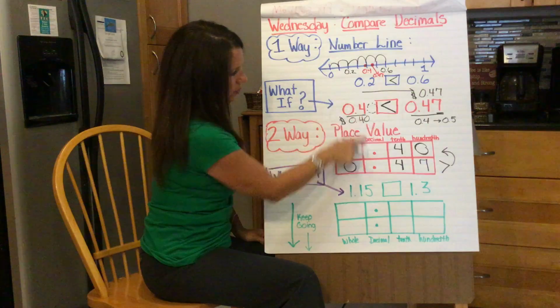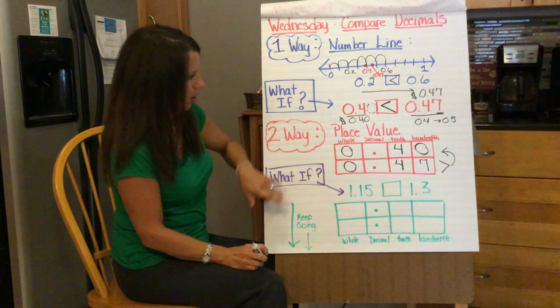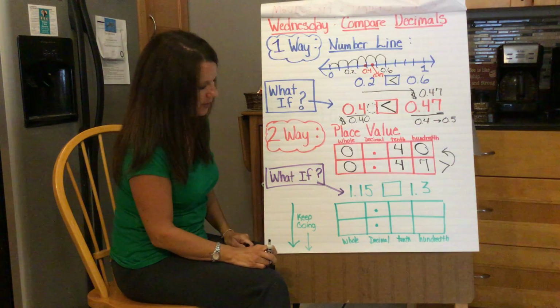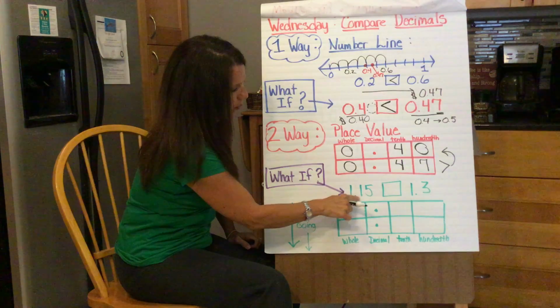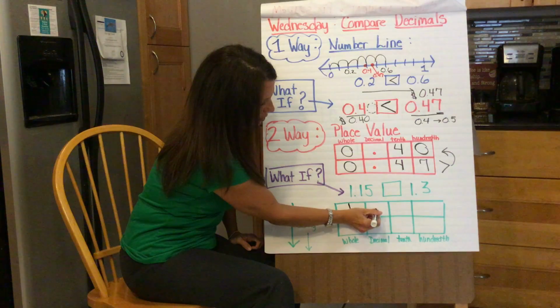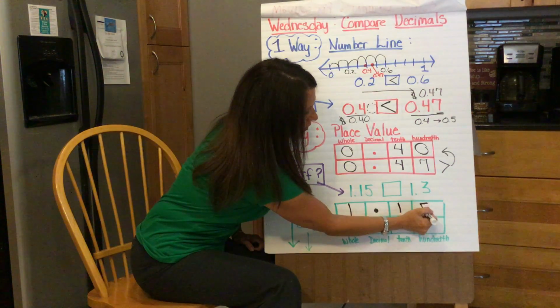Another way would be to use place value. So let's look at what if, okay? What if we had a whole number? All right, we're going to do it the same way, right? Well, let's look at 1.15. So we have 1 point, decimal point. We have 1/10, and we have 5 hundredths.